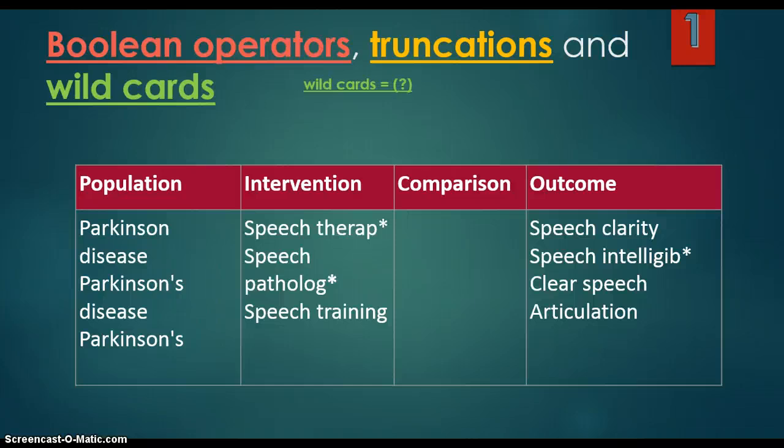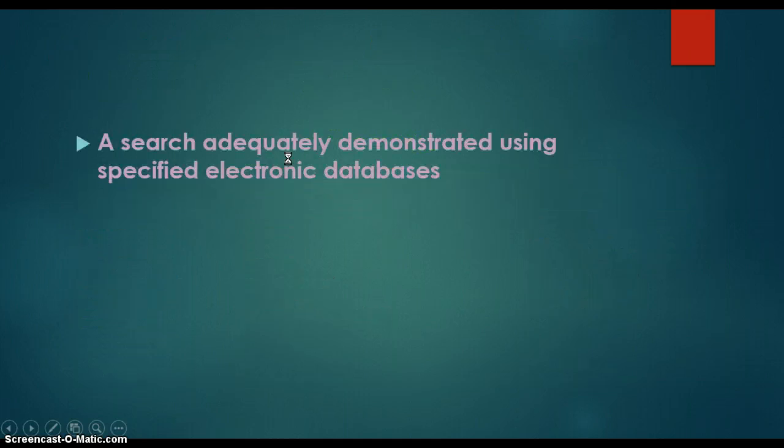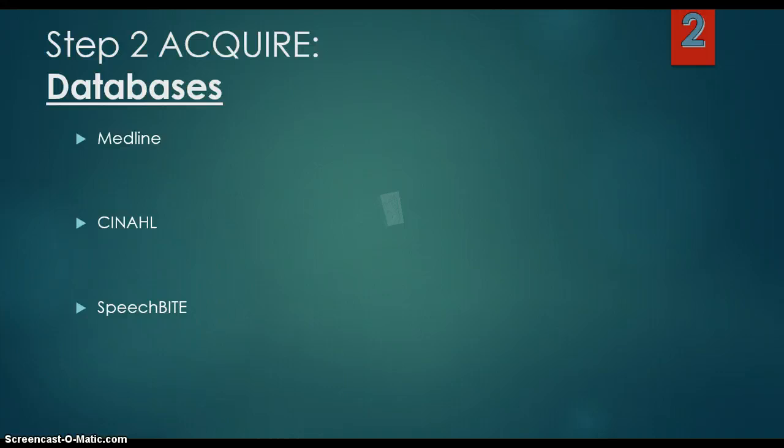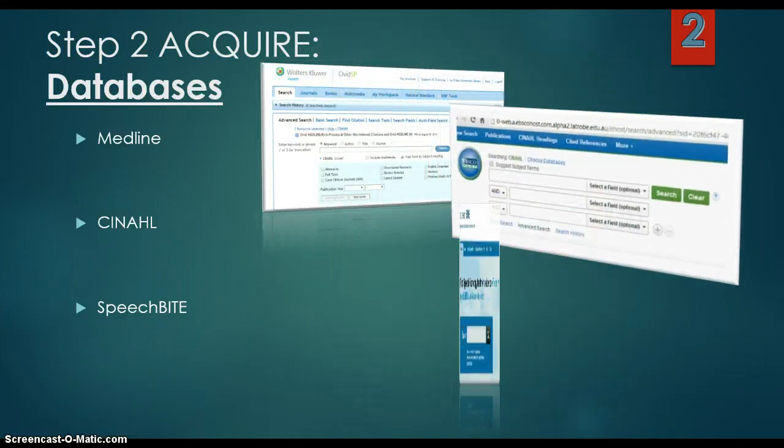This slide is just a note on wildcards. The wildcard is a search enhancer that is used when there may be different spellings for a term. When I did my preliminary searches for these search terms, I didn't find any alternate spellings for any of these terms, so I haven't used any wildcards in my search strategy. Meet our 3 players. I'll be using Medline, Cinahl, and SpeechBite for my searches.